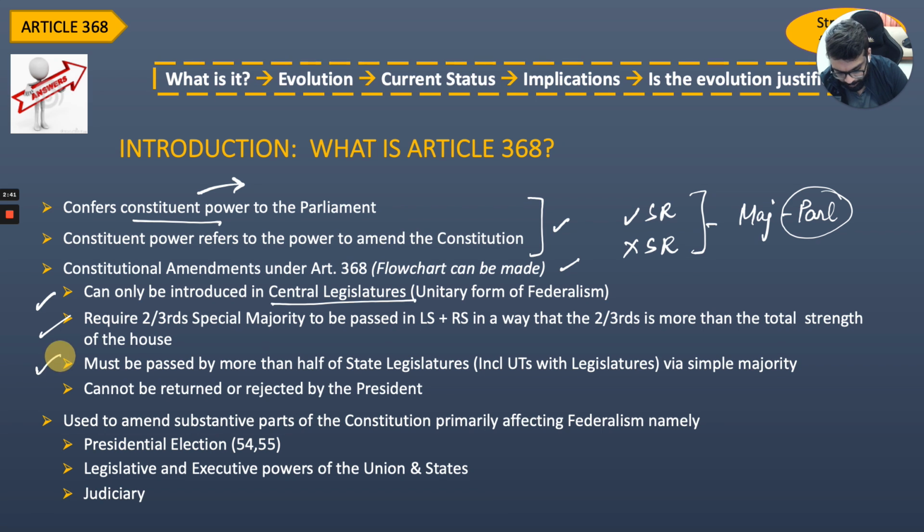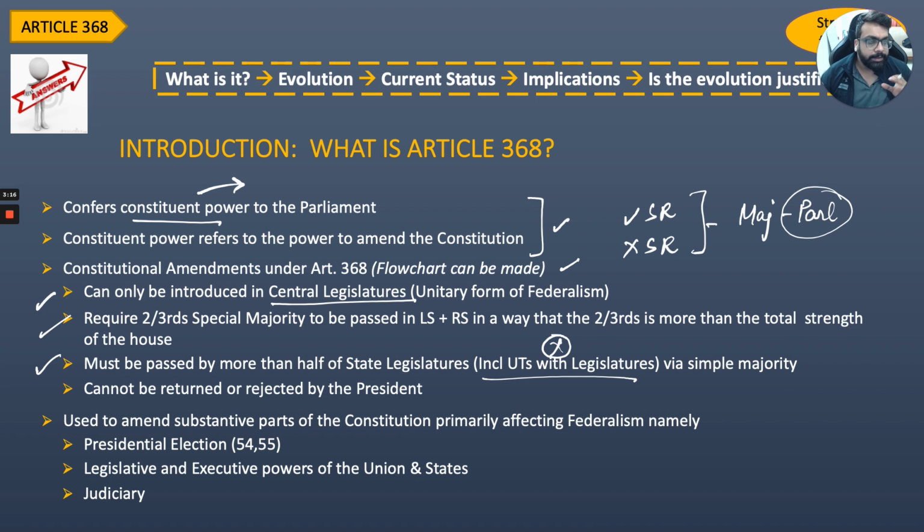In cases which require state ratification, you would look at more than half of the total number of legislatures. And these legislatures also include union territories with legislatures. This is something most students often miss out, but it is true. Even constitutional amendments which require state ratification will also be sent to Delhi, Pondicherry, and now most recently J&K, because these also have legislatures, which is a reflection of public will. And these legislatures must pass the same amendment with a simple majority.